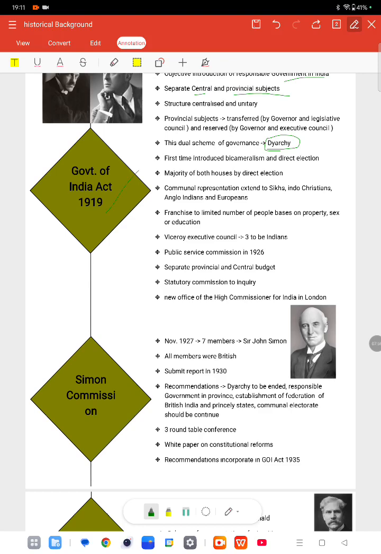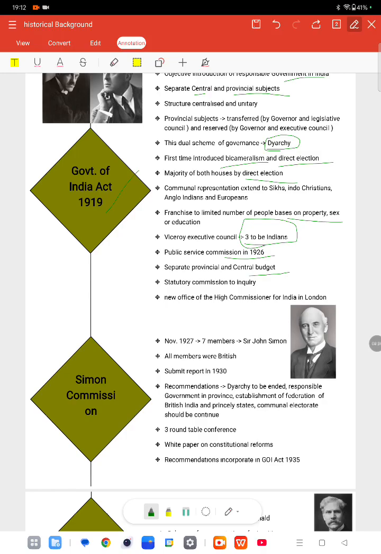For the first time they introduced bicameralism and direct election. The majority of both houses were elected by direct election. Communal representation was extended to Indian Christians, Anglo-Indians and Europeans. Franchise was given to a limited number of people based on property, sex and education. Three Indians were in the Viceroy's Executive Council. The Public Service Commission was created in 1926 as a part of this act. Separate provincial and central budgets were created. A statutory commission to inquire was provided, and a new office of the High Commissioner for India in London was created.